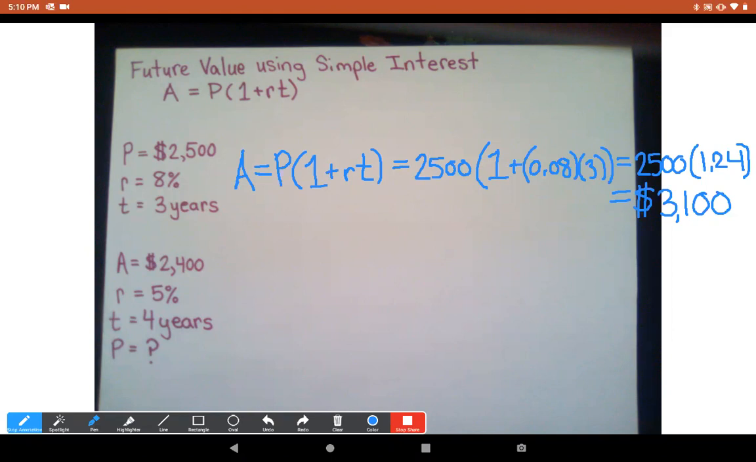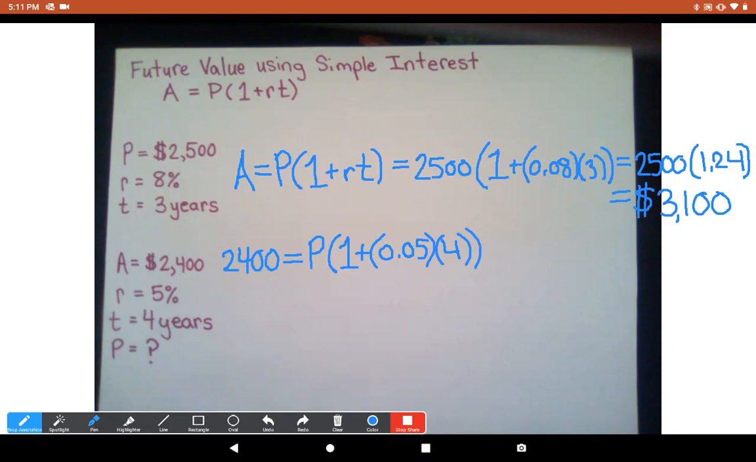In the next problem, we want to have $2,400 at the end of 4 years in an account that earns 5%. So what amount should we deposit into this account? So using our formula, we'll put 2,400 for A, set that equal to P times quantity 1 plus the rate, which is 0.05 times 4.